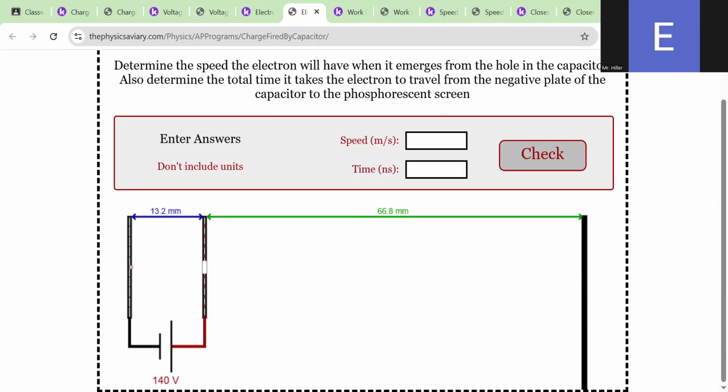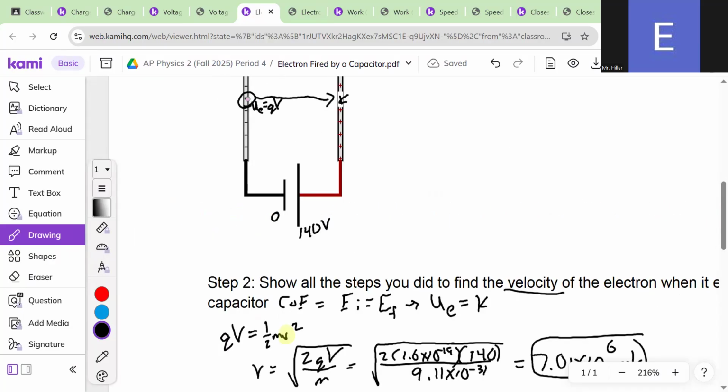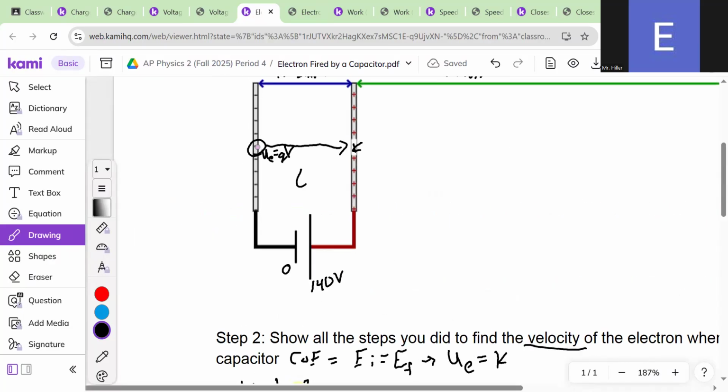Okay, so let me enter that in. The way I would enter that in, I would go 7.01 E 6. That's how E is times 10. So that's how I put it. Now to find the time in nanoseconds, you have to find the time it takes, I'm going to call this T1, to cross this part. And then you have to find T2, which is the time it takes to cross that part.